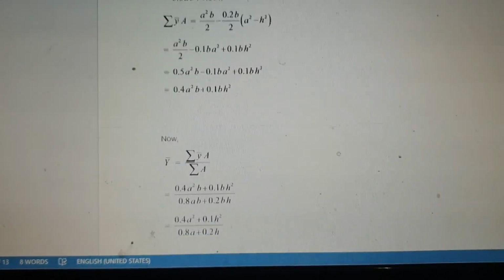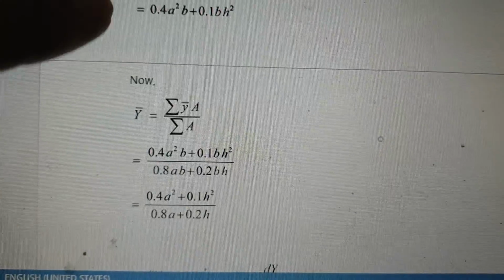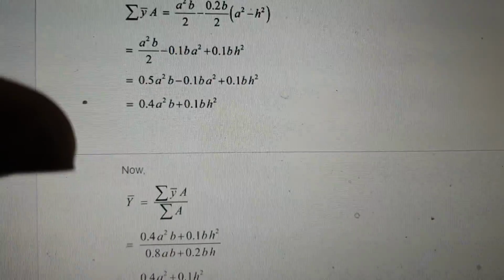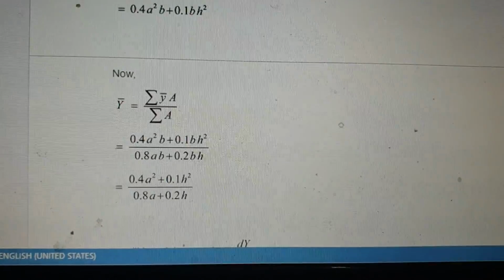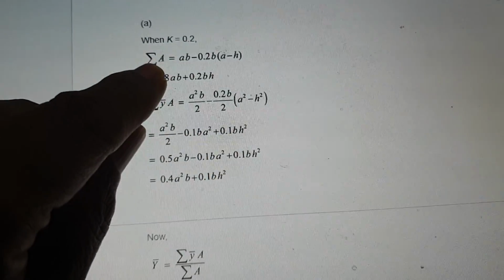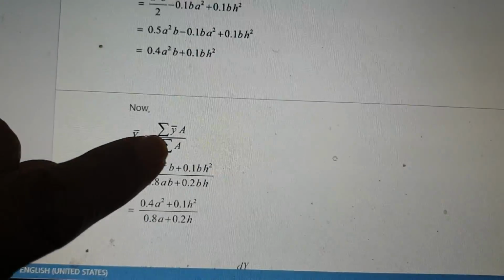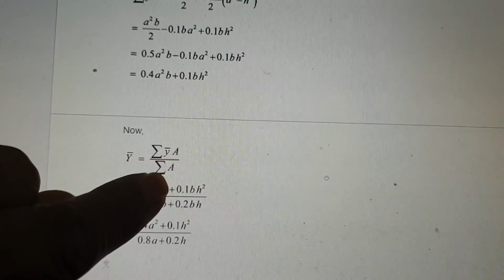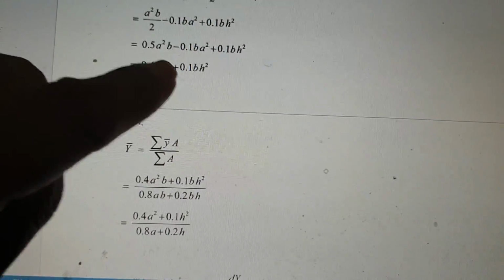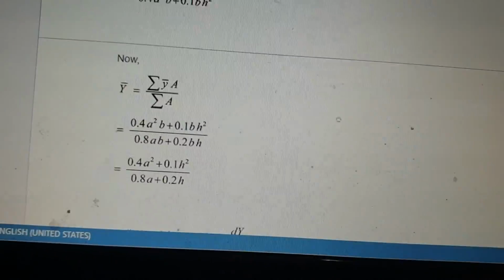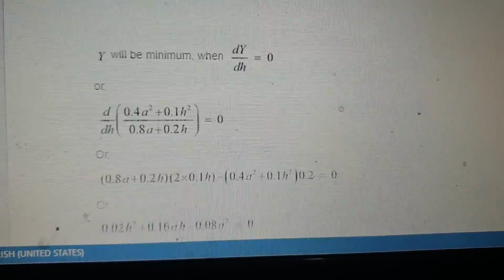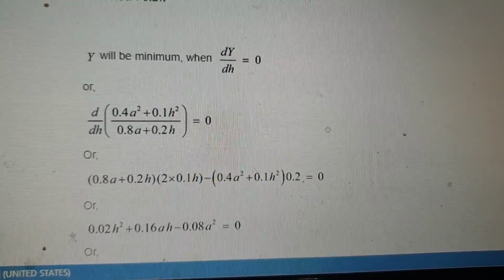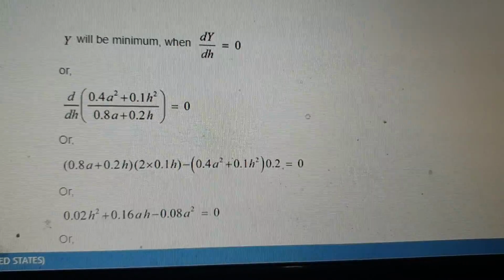Now, if you want to find the centroid of the whole shape, the whole rectangle minus the open space, the small rectangle inside, you have to divide this over this. So Y bar is equal to the summation of Y bar A over the summation of the area. Just put the things on top of each other. And that is the answer for Y bar. But that's not what he wants. He wants the minimum distance from the B prime for the centroid.